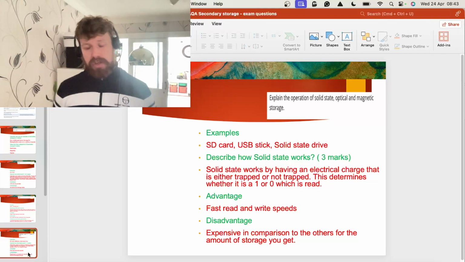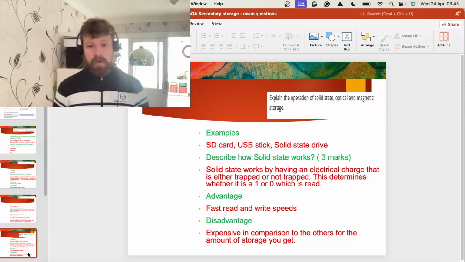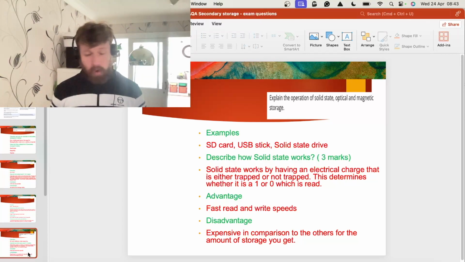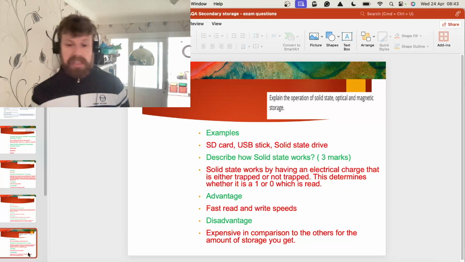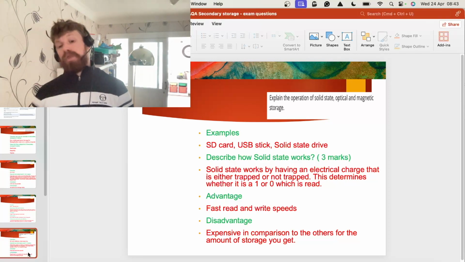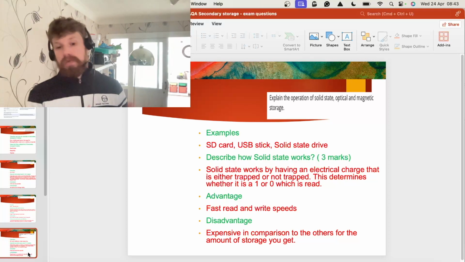Advantages, pretty much solid state devices are the best, and that is why I would say that they are being used more than any of the others now. CDs and DVDs aren't even really used anymore. But they've got the quickest read and write speeds out of everything. The disadvantage of it, though, the only real one, is it's more expensive in comparison to the amount of storage that you get in other ones, which is why we use that example with magnetic, where it might be a better situation to use magnetic.